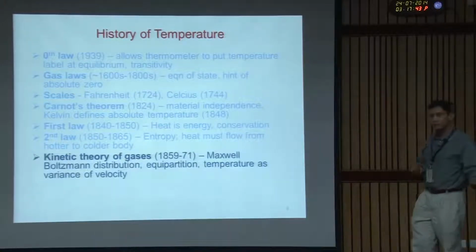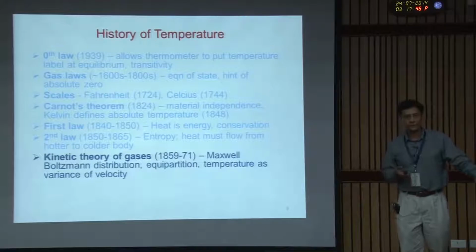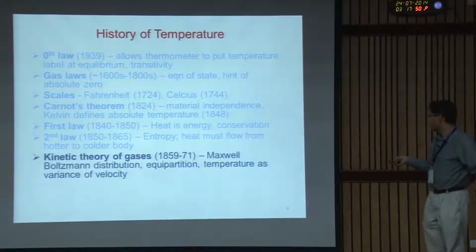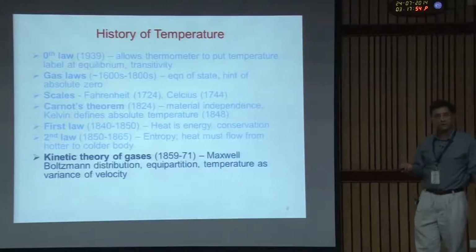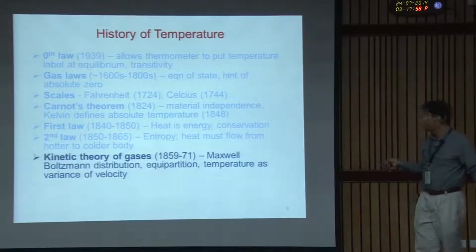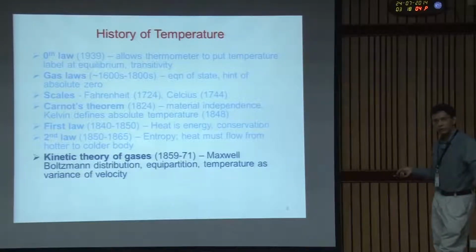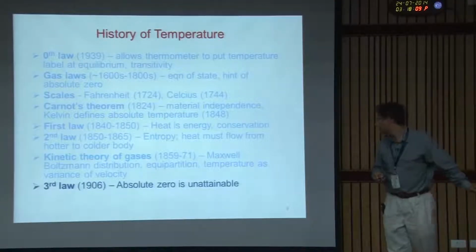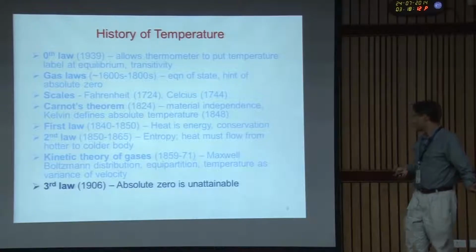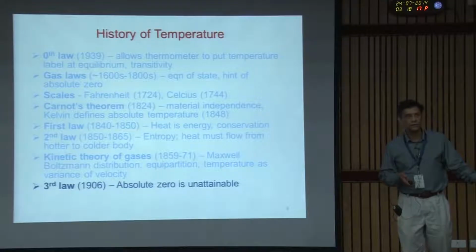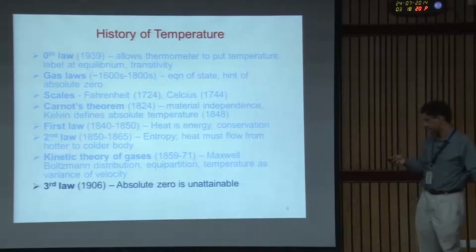Then the kinetic theory of gas, which for the first time used the particulate nature of matter, and was very successful in defining temperature as the average kinetic energy of a substance at equilibrium using the equipartition theorem. So, that gave us, during that part of the 19th century, the Maxwell-Boltzmann distribution, the equipartition theorem, and temperature as the variance of the velocity. And the third law, which was in the early part of the 20th century, says that absolute zero is not attainable in a finite number of steps.